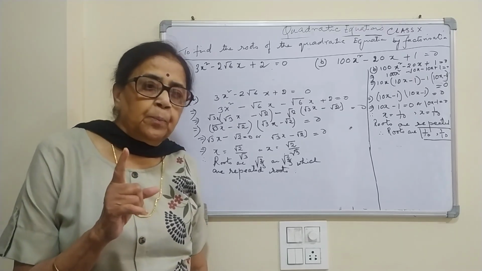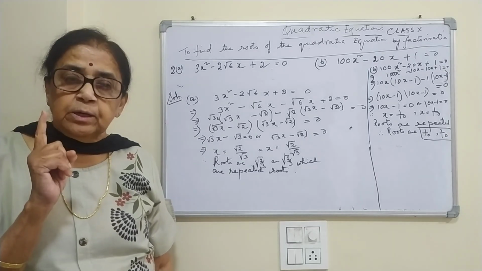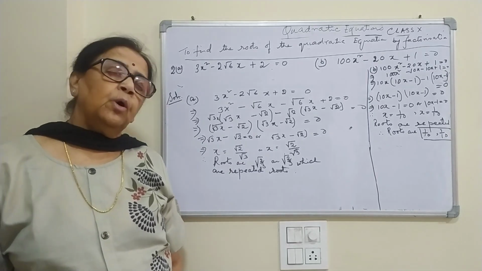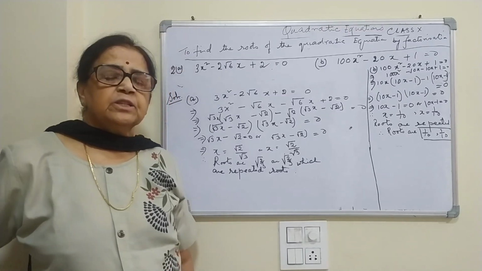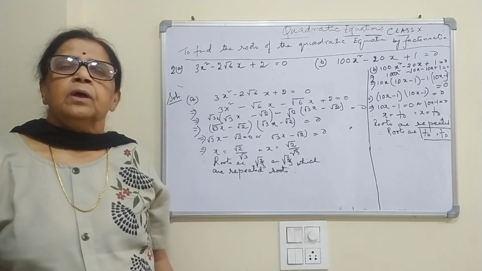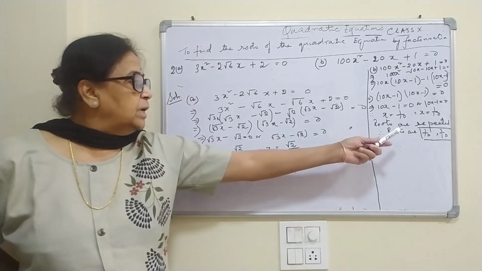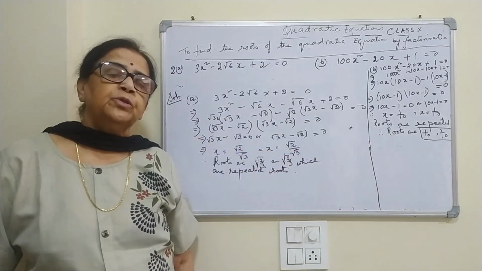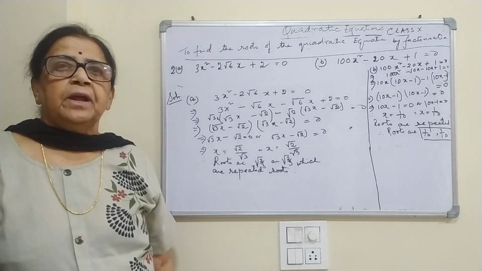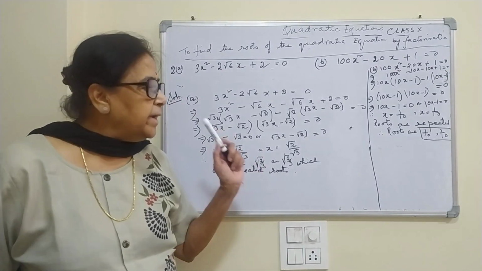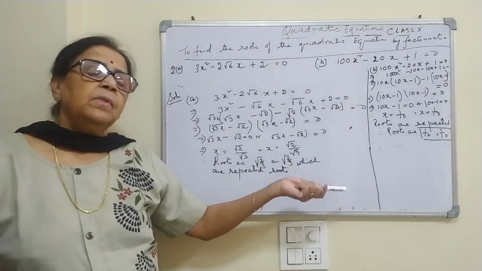But don't stop by writing the root as 1 by 10 only once. When two roots are the same, you have to write both, that is roots are 3 comma 3, 2 comma 2, and so on. You will feel that 1 by 10 is coming for both cases, so I'll write only 1 by 10. No, you will not write only 1 by 10. You write 1 by 10 comma 1 by 10.